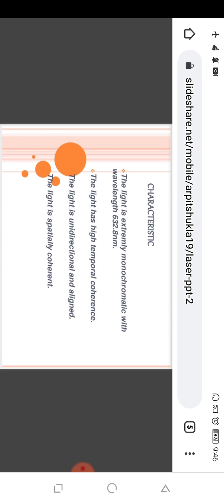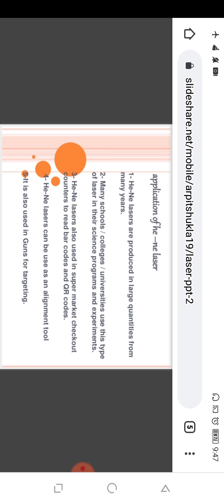And the characteristic: the light is extremely monochromatic at 632.8 nanometers, which is highly temporally coherent light. The light is unidirectional, aligned, and spatially coherent. Helium neon lasers are used in many fields. Colleges, schools and other educational institutions use the lasers in science programs, for supermarket QR codes and barcodes, as an alignment tool, and also in guns.